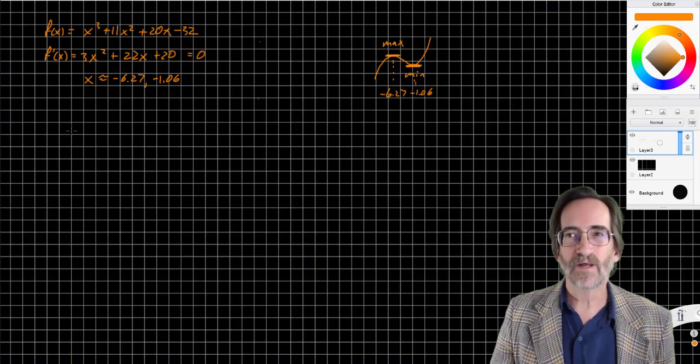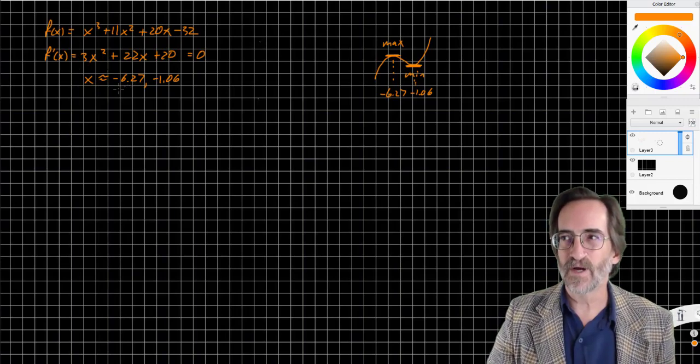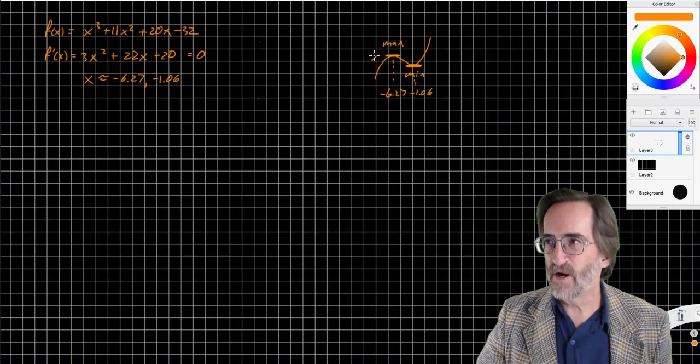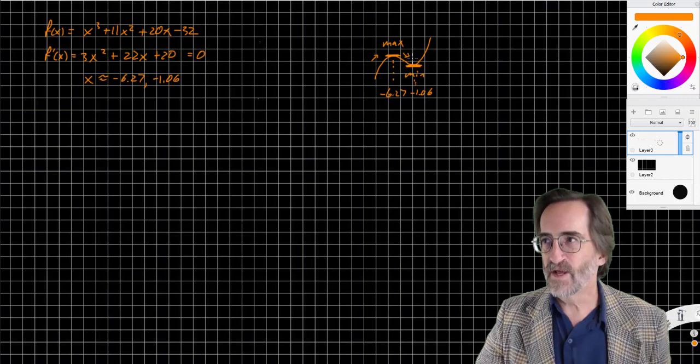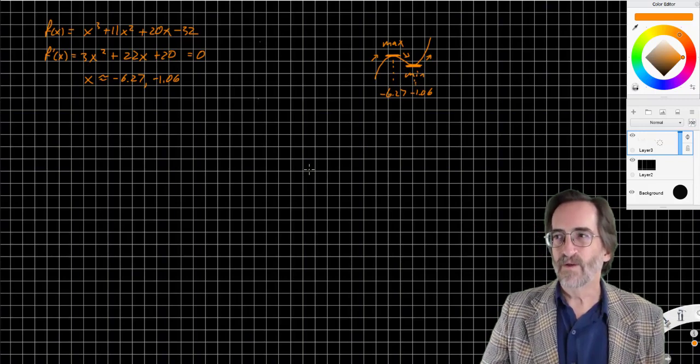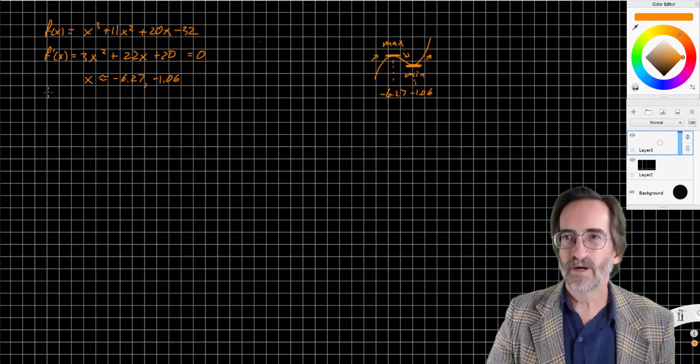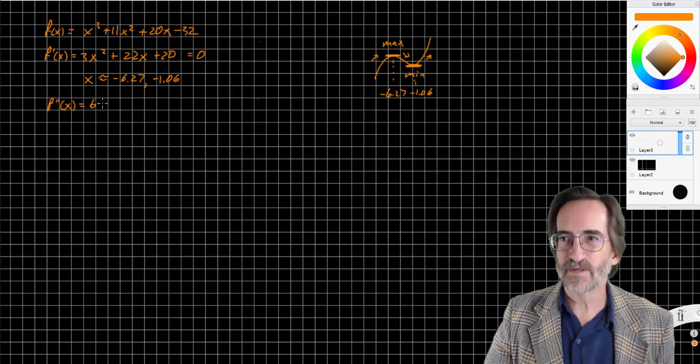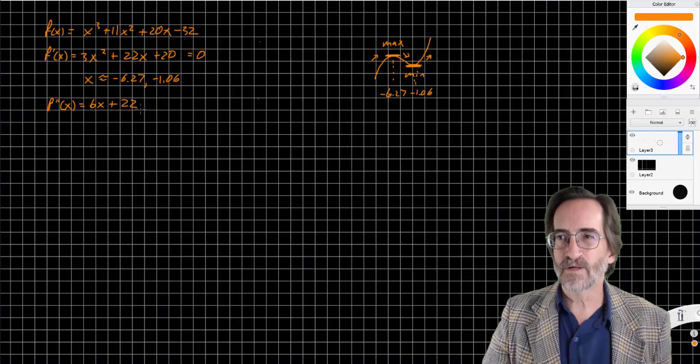One way to verify it is to test the first derivative to the left and the right. If the derivative is positive to the left and negative to the right, we have a maximum. If the derivative is negative to the left and positive to the right, we have a minimum. That's one way. I actually prefer taking the second derivative to determine the curvature. Let's find the second derivative: 3x squared becomes 6x, 22x becomes 22. And we're going to examine this second derivative at these points.